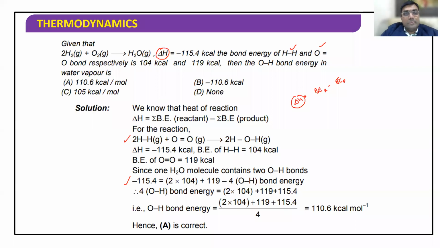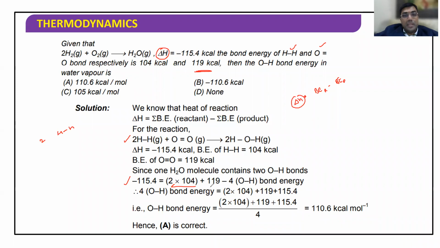So here you have to basically break. Hydrogen is like this. So 2 moles you have to break. So for that, what is the energy? 104. So 2 into 104 plus another reactant is there, O2. How much is given for O2? 119 is given. So 119.